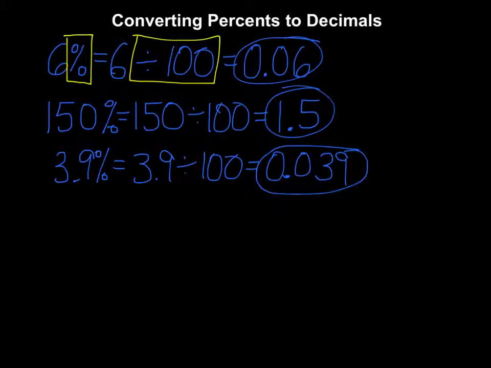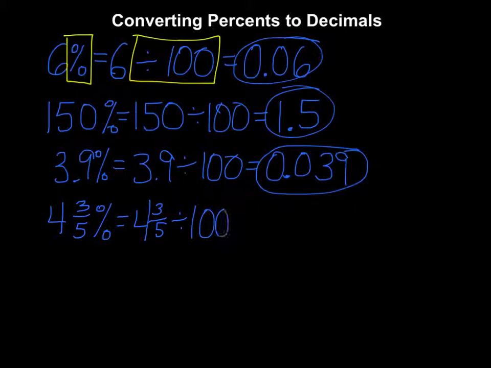For our next example, let's put a mixed number into our percent. So let's do 4 and 3/5%. Now, this is 4 and 3/5 divided by 100. But since I want a decimal for my answer, I'm going to stop and change 3/5 into a decimal. So 3/5, if we go through the work, will end up being 0.6. And if you're not sure how to do that, check out my other video on converting fractions into decimals.